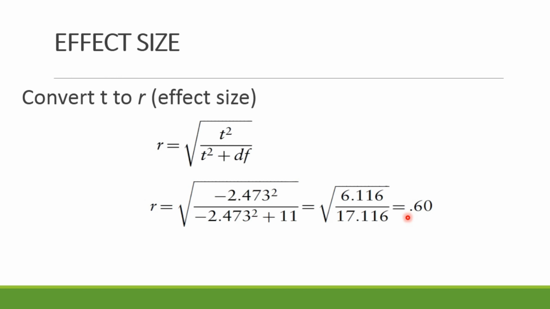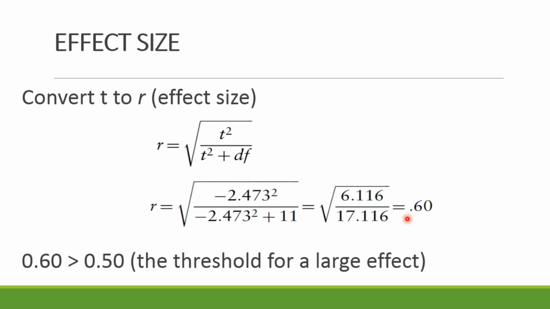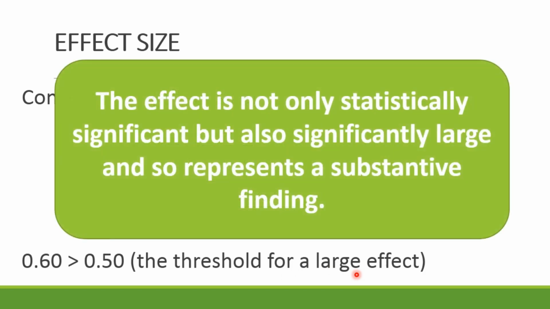Now let's analyze this result. Okay, so this is obviously greater than 0.50, which is the threshold for a large effect. So we can confidently say that the effect is not only statistically significant but also substantially large, and so represents a substantive finding.